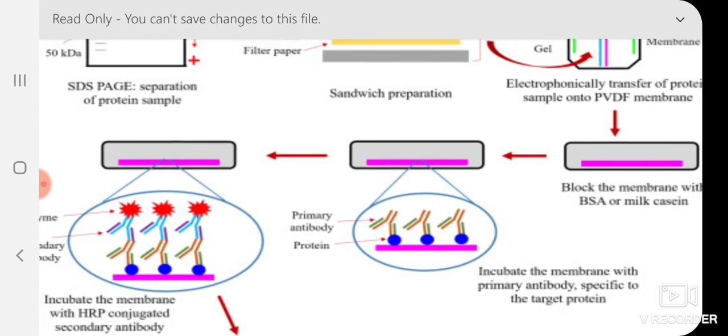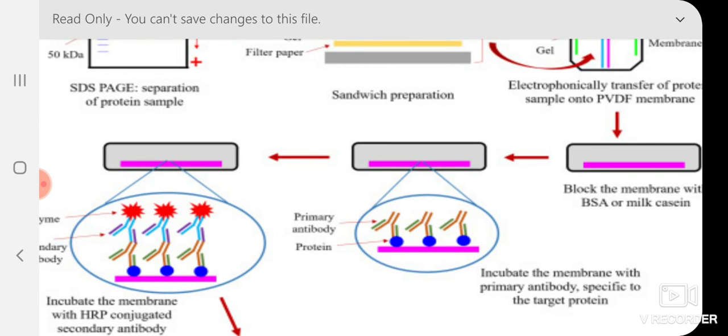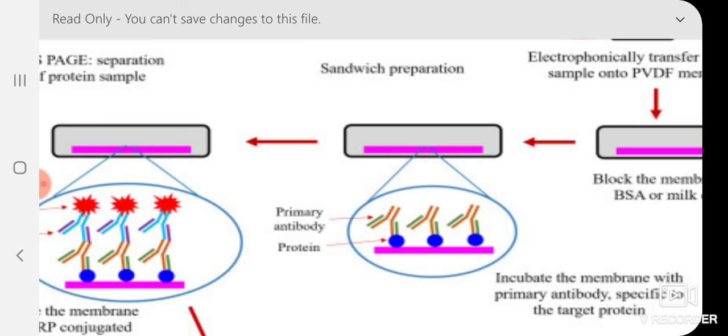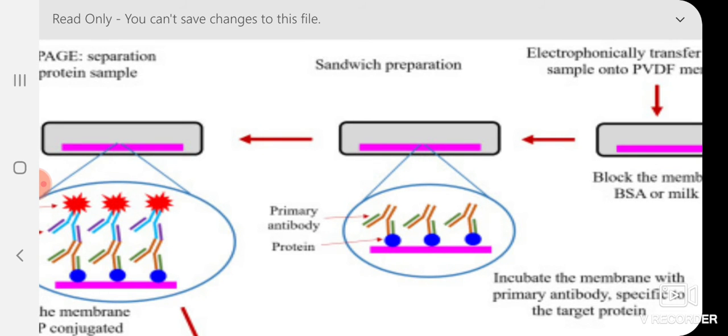Then we incubate the primary antibody. We are looking for a target protein, so we know the antibody. We have already designed the primary antibody for the protein, and it is incubated in this same solution, that means PBST or TBST. This is the buffer in which we incubate the primary antibody, most likely overnight at 4 degrees.